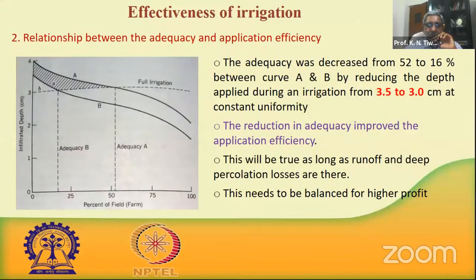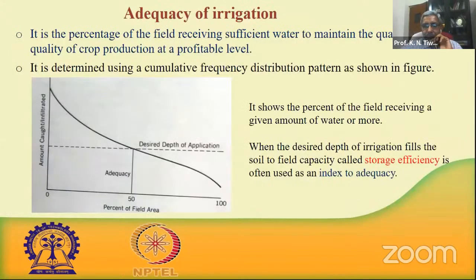The adequacy is decreased when we are using these two curves, that is, for a particular system of irrigation, that is for A and B. So this particular value is changed from 3.3 to 3.5 to 3 at constant uniformity. I appreciate it. Thank you very much for pointing out this mistake.